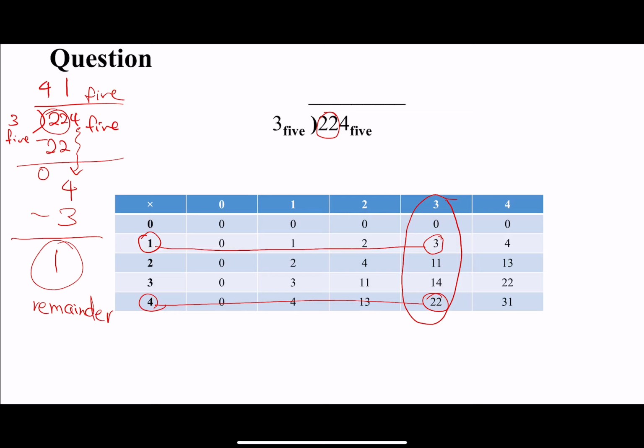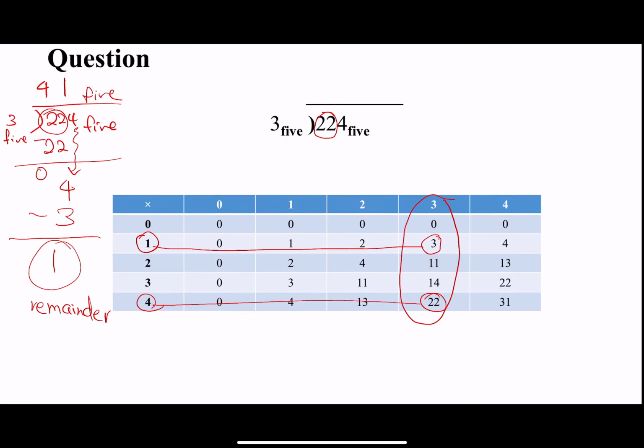Guys, your remainder doesn't have to be necessarily 0, just like what we do in base 10. Here, your remainder is 1. If you have more digits to bring down, you keep doing the same strategy. But when you do not have more digits to bring down, then you stop. That's it. It's over. So 2 to 4 base 5 divided by 3 base 5: the quotient is 4, 1 base 5, and the remainder is 1 base 5.